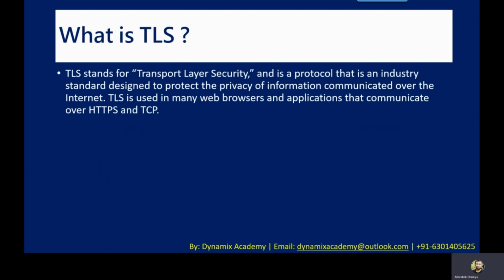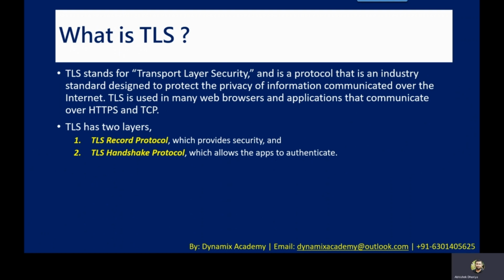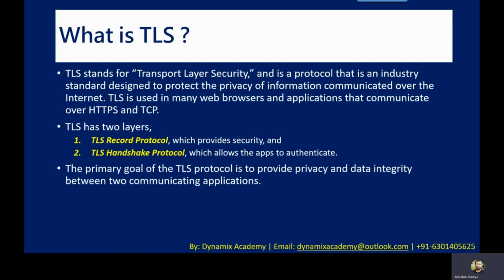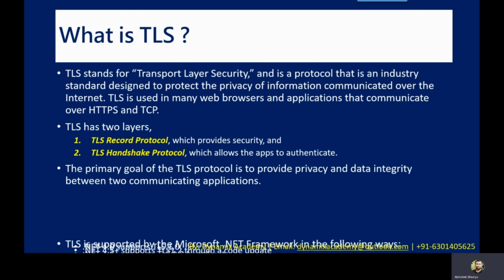Let us now first see what is TLS. TLS stands for Transport Layer Security and is a protocol that is an industry standard designed to protect the privacy of information communicated over the internet. And TLS is used in many web browsers and applications that communicate over HTTPS and TCP protocols. TLS has two layers. The first one is the TLS Record Protocol, which provides security. And the next layer is the TLS Handshake Protocol, which allows apps to authenticate. The primary goal of the TLS protocol is to provide privacy and data integrity between two communicating applications.